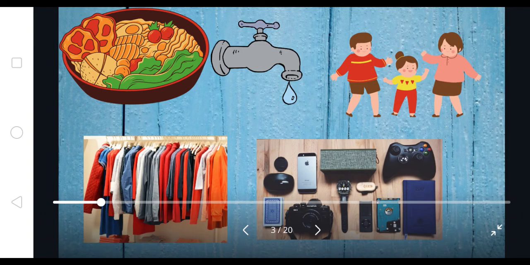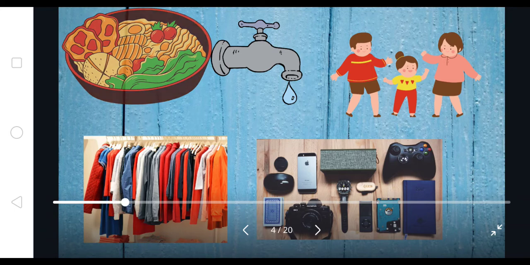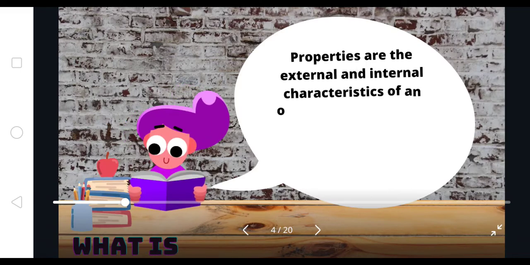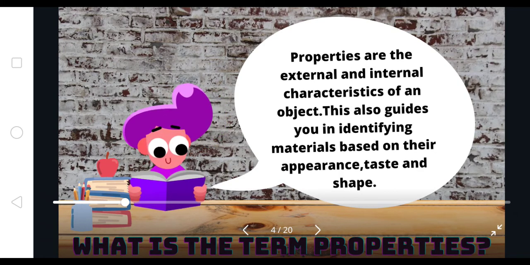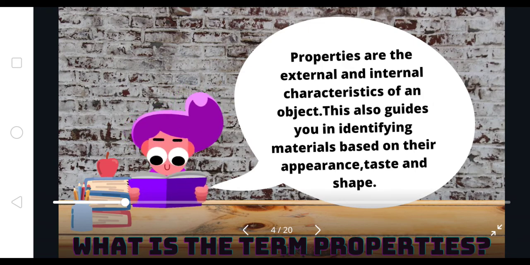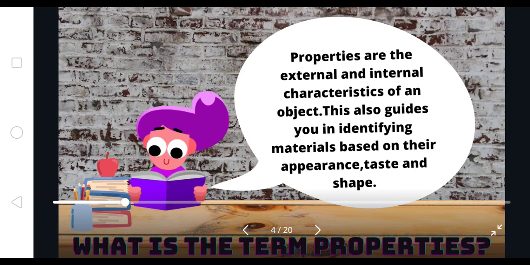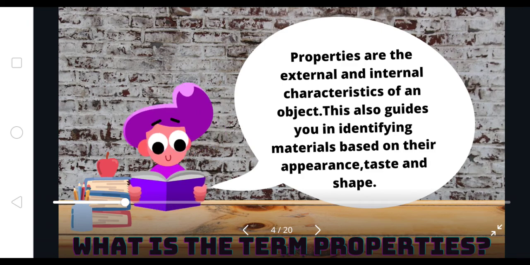Some examples of matter are the food we eat, the water we use and drink, the clothes we wear, the gadgets we use, and we are also matter. What is the term properties? Properties are the external and internal characteristics of an object. This also guides you in identifying materials based on their appearance, taste, and shape.